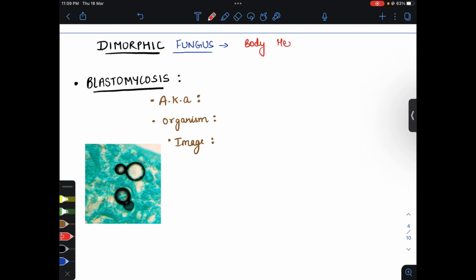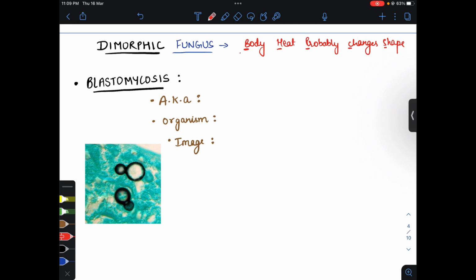Body heat probably changes shape, in which the B letter stands for blastomycosis, H for histoplasmosis, P for Penicillium marneffei or paracoccidioidomycosis, C for coccidioidomycosis, and S for sporothrix.